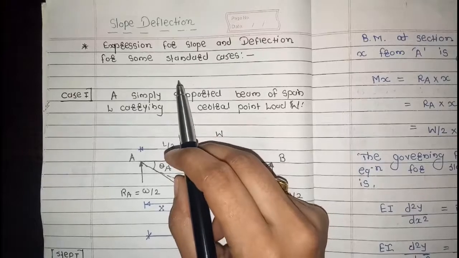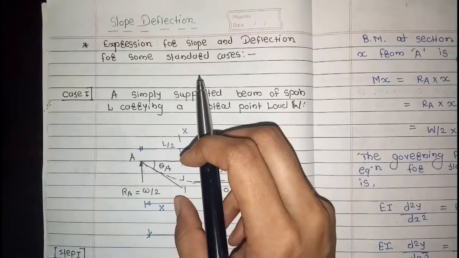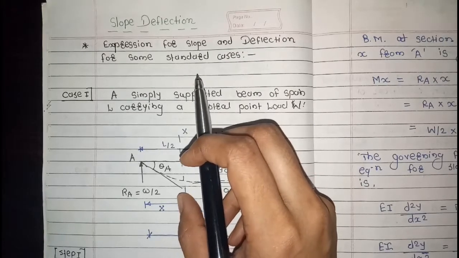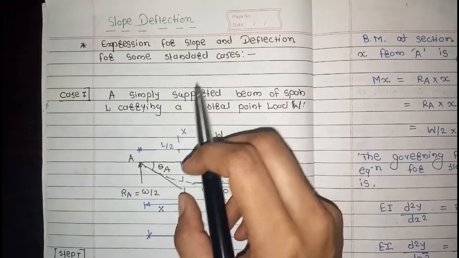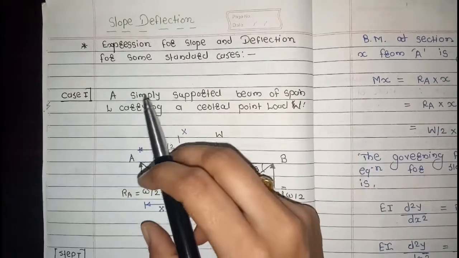First is the simply supported beam with point load. Second, simply supported with UDL. Third, cantilever with point load. And fourth, cantilever with UDL. So first of all, we have to study a simply supported beam with point load.